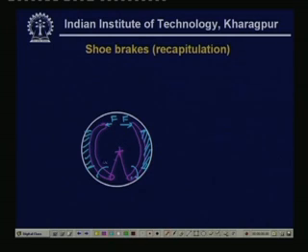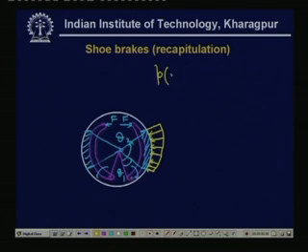Now, if we take these two angles to be theta 1, we measure this angle from this point, let us say this is theta 1 and this one is theta 2. Then the pressure distribution, of course, I have not discussed how to get it, but the pressure distribution looks something like this. This is the pressure distribution.